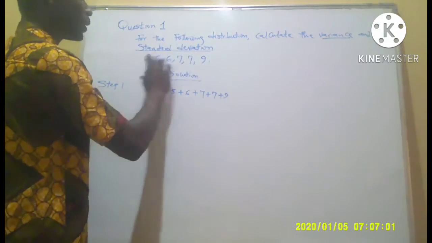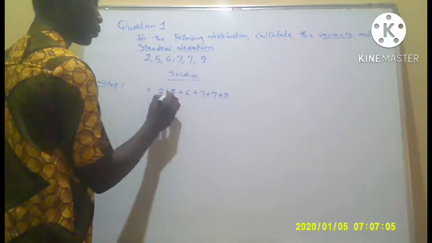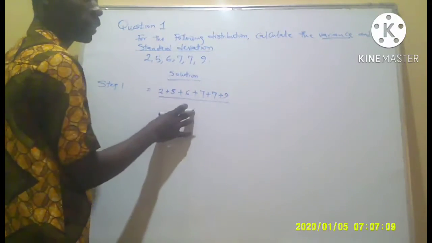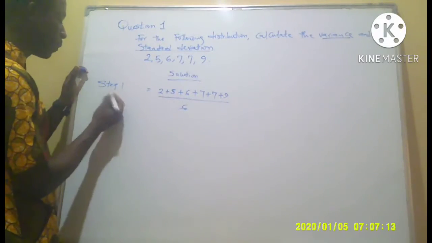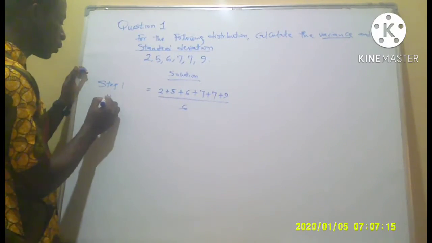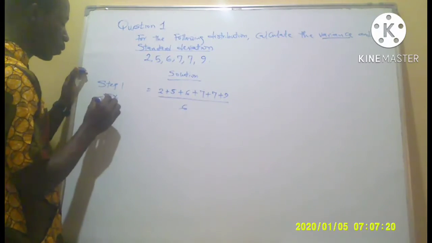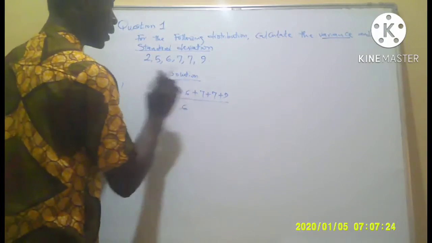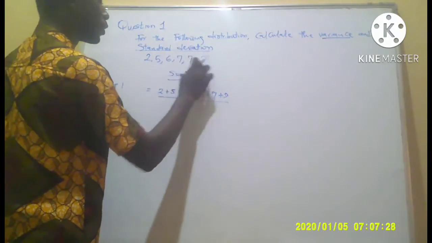So all over, what is the total number? We have 1, 2, 3, 4, 5, 6, all over 6. Adding up this data divided by the total number gives us the mean. The mean is the sum of x over n. So x is the data, and n is the total number: 1, 2, 3, 4, 5, 6.